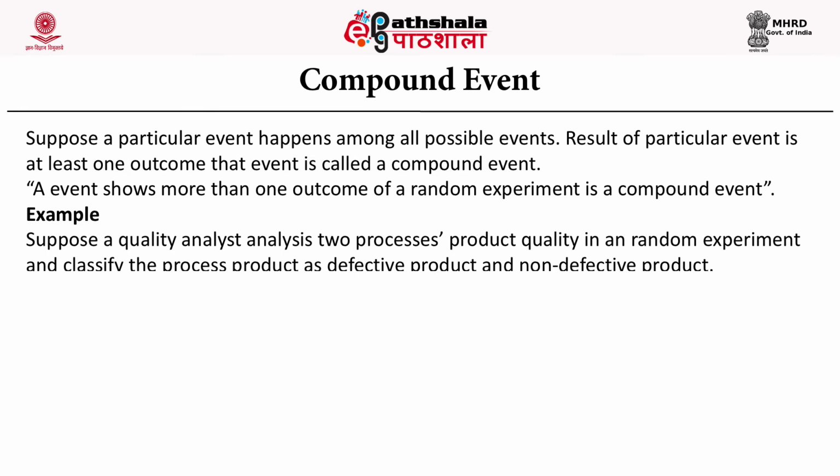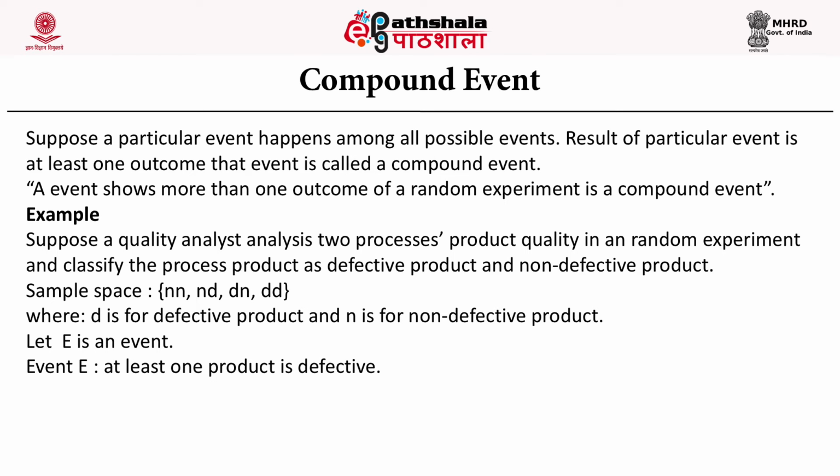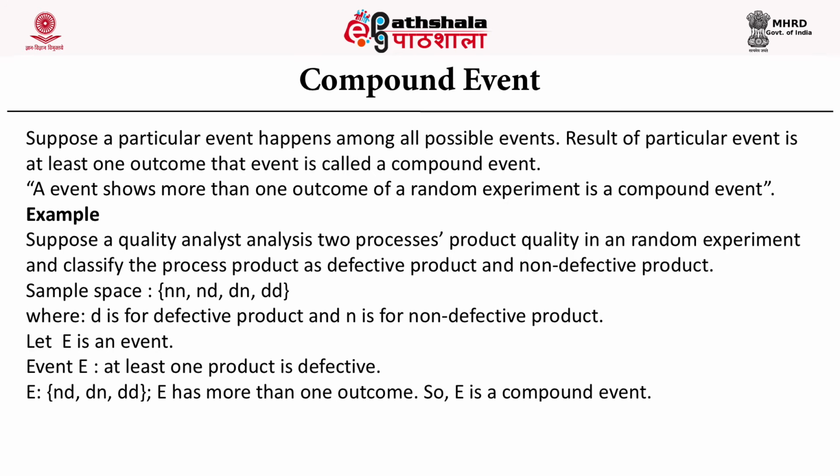For example, suppose a quality analyst analyzes two processed products' quality in a random experiment and classifies each as a defective product or a non-defective product. So the sample space consists of these outcomes, where D is for defective product and N is for non-defective product, and E is the event that at least one product is defective. So E consists of more than one outcome, and that's why E is called a compound event. So this is the difference between a simple event and a compound event: in a simple event we have only one outcome, and in a compound event we have more than one outcome.